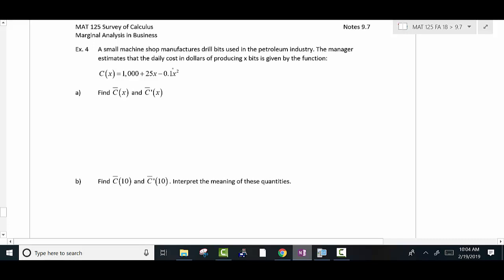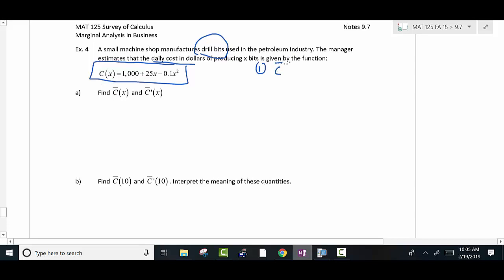Okay, so let's see. This one says you have a machine shop. It's making drill bits used in the petroleum industry. You estimate that the daily cost is given by this function. So this is a cost function right there. So the first thing that you've got to do on this problem, before you think about the derivative and stuff, is find C bar of X.